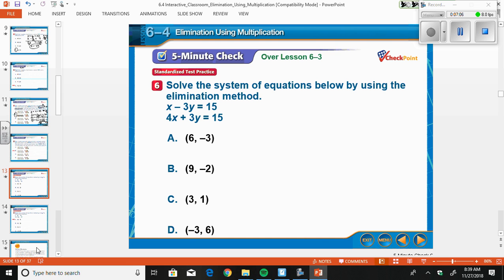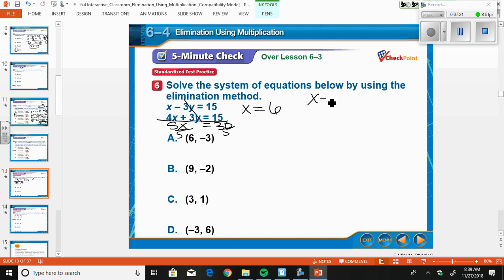Solve the system of inequations below by using the elimination method. Here, it's pretty quick and easy. Divide by 5, and we get x equals 6. Now I plug that in.